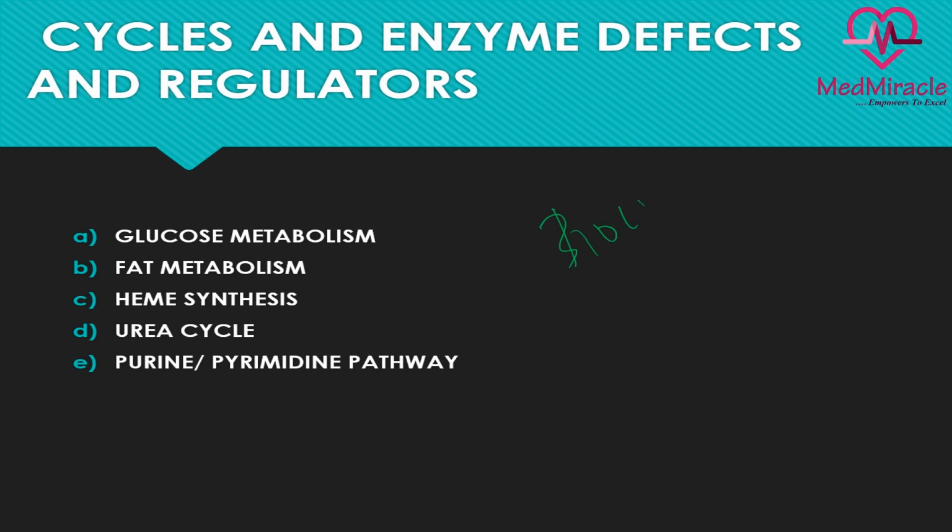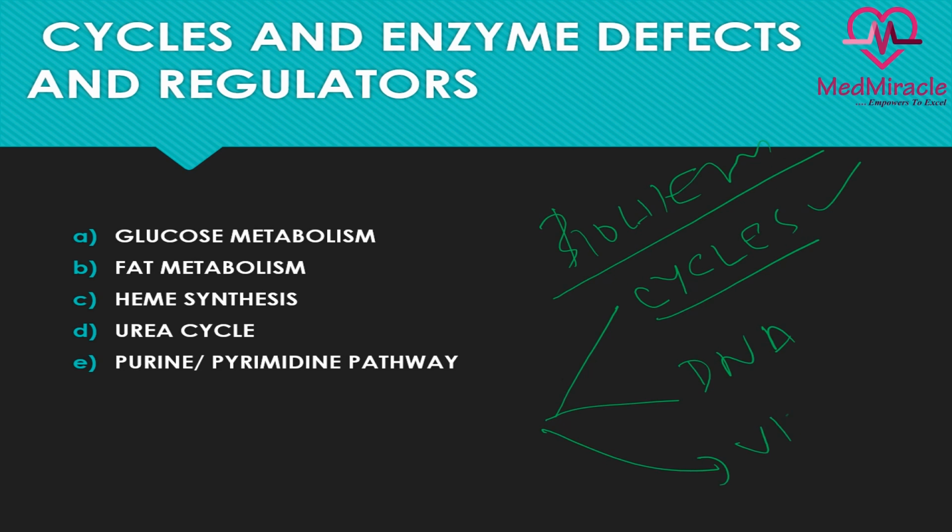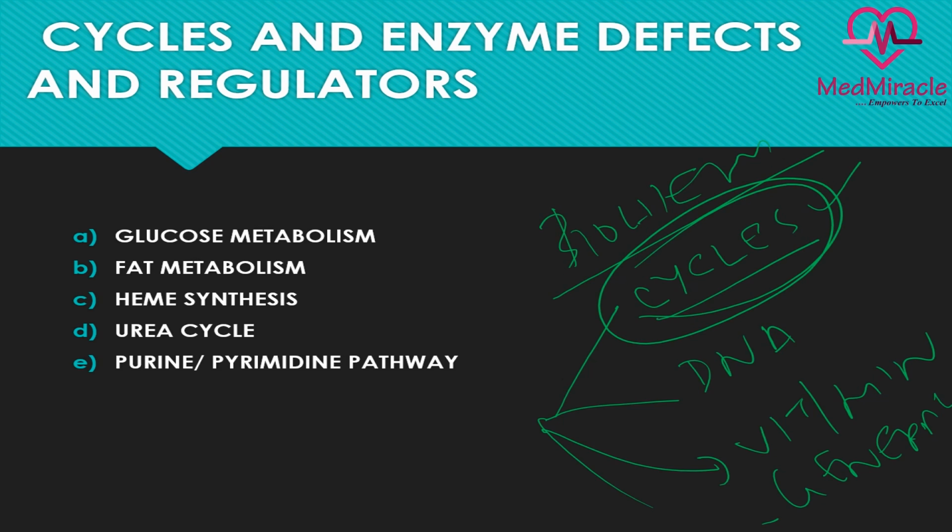In biochem, the topics you have to stress on: first one is cycles, various metabolic pathways, then DNA, then vitamins and other minerals, and general topics. At least 80% of the questions come from cycles. They ask a lot of questions and a lot of cycles are available. So this is a list of it. We have to go individually and discuss what is important in each of the topics.